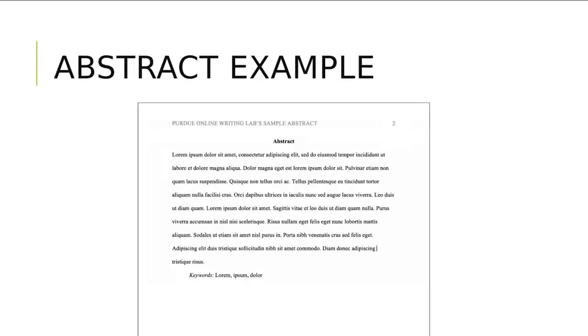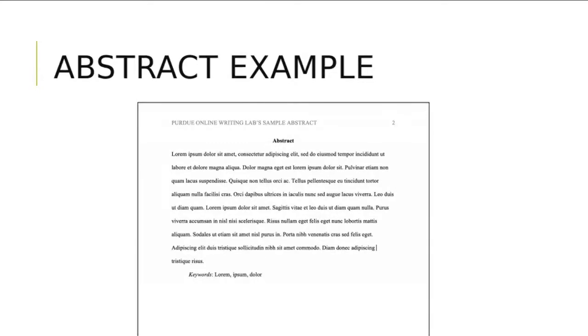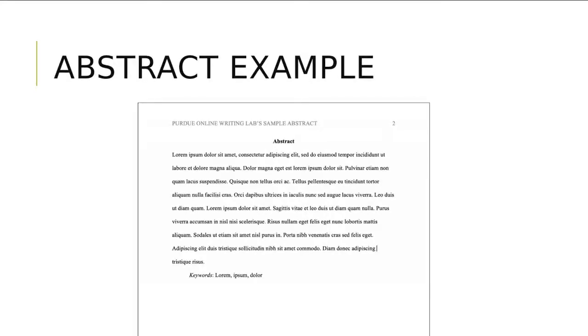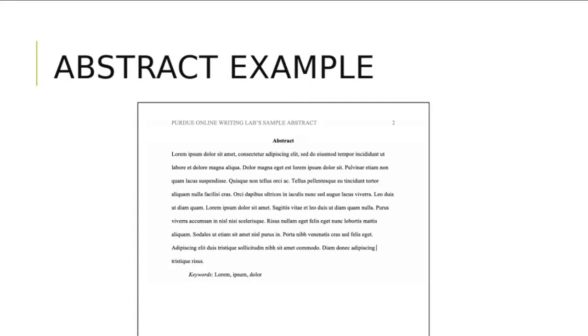So right here, we have an example. So you see emboldened abstract, and then we do not have an indent, which is important to note, under 250 words, and then keywords, which is italicized, and those are the keywords. And of course, this is in Latin, so you can't read it, but that's the general aspect of it, and it is double spaced.